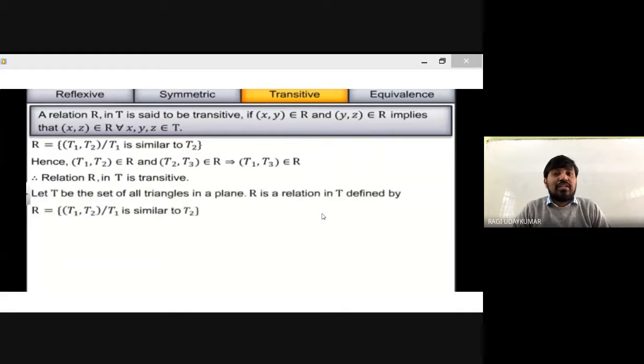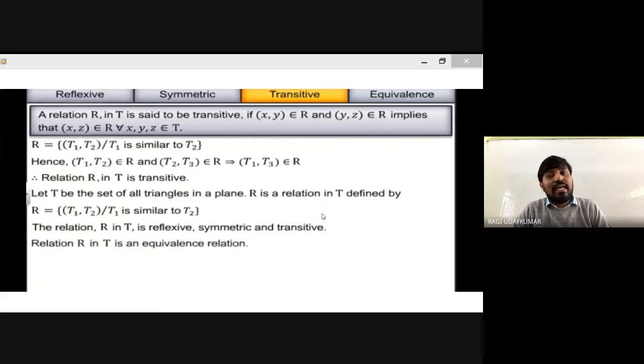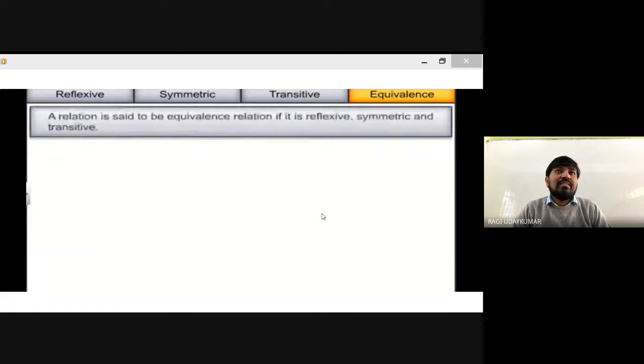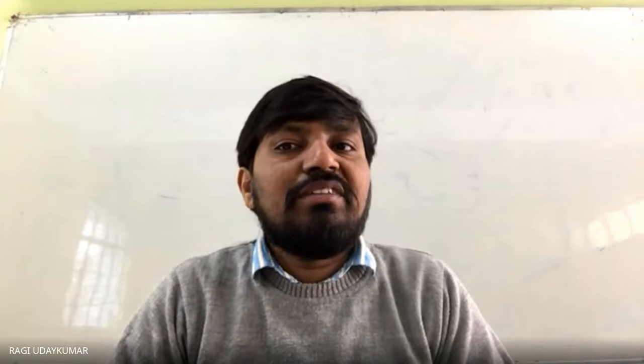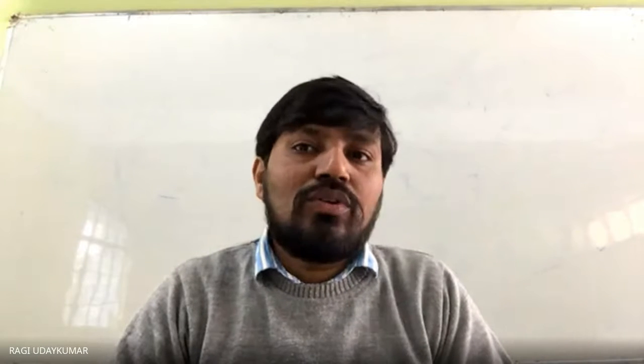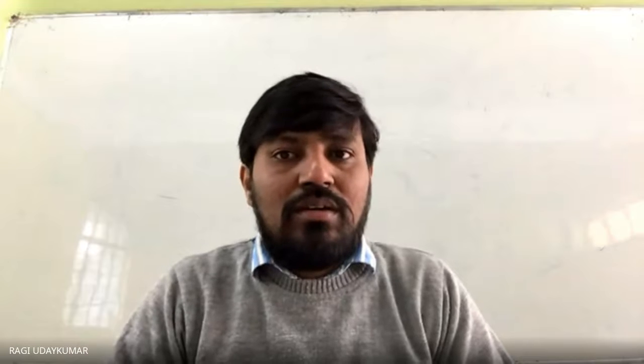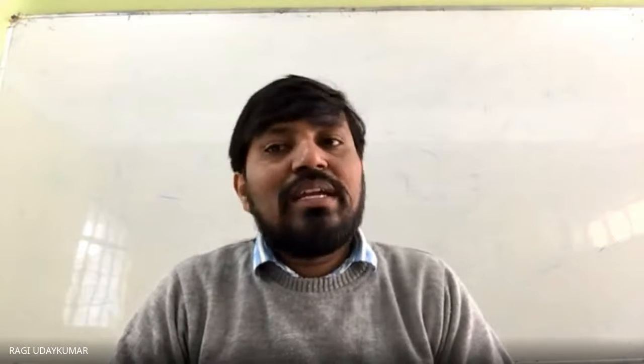See, if a relation is reflexive, symmetric and transitive, then that relation is called an equivalence relation, which we are going to learn. If any relation satisfies these three conditions, reflexive, symmetric and transitive, then that relation is called an equivalence relation. So a relation is said to be an equivalence relation if it is reflexive, symmetric and also transitive.